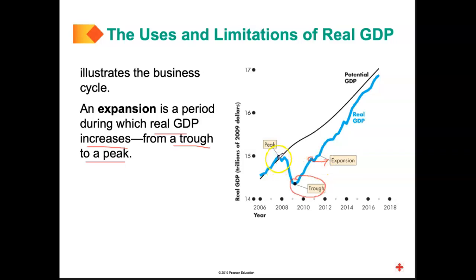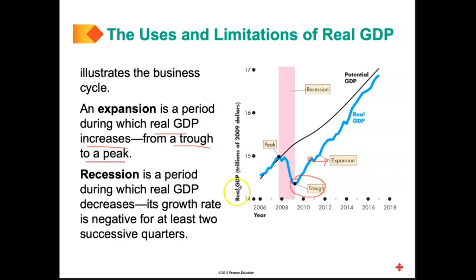A peak is the turning point before a recession happens, and the trough is the turning point before an expansion happens. A recession is generally the period when real GDP decreases for at least two successive quarters, and it's generally between the peak and the trough. So this shaded area right over here is a recession, when GDP is falling over two consecutive quarters.